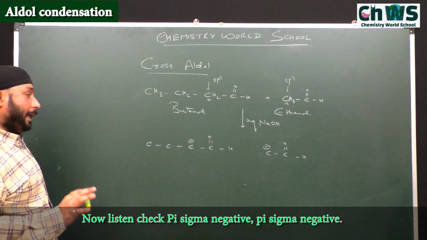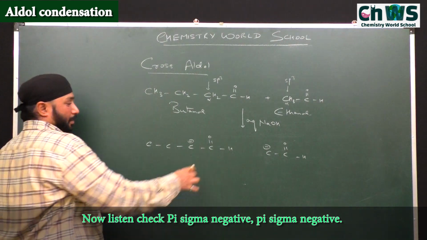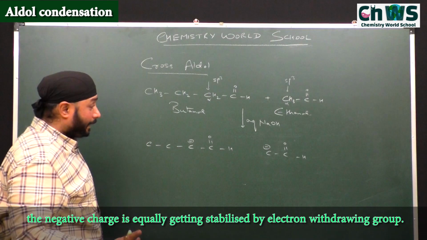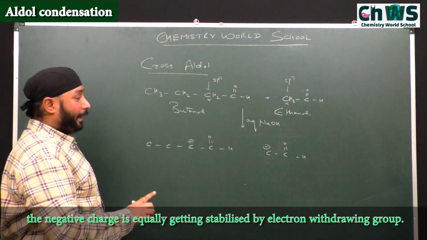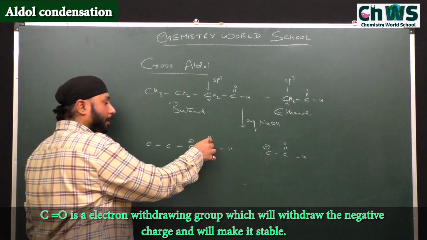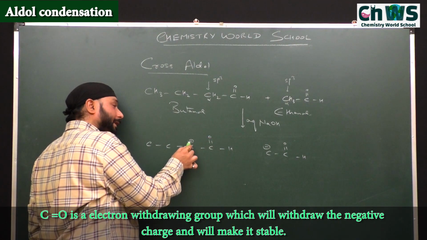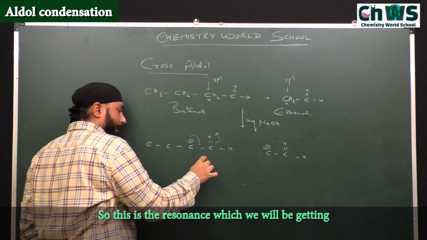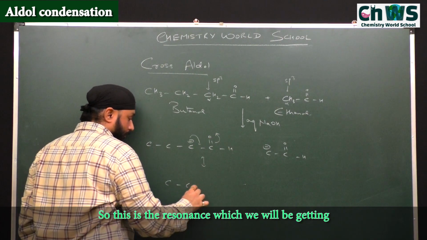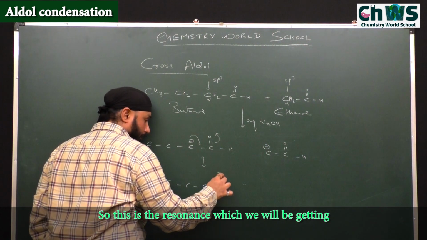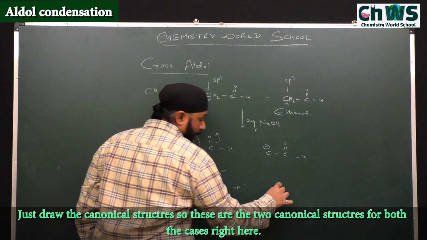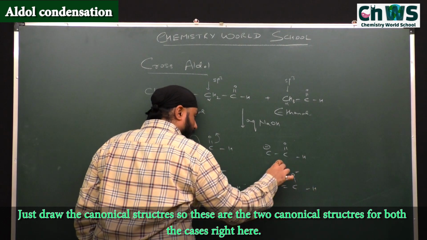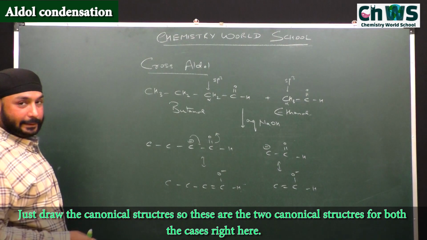Getting the point? Now listen, check pi, sigma, negative. The negative charge is stabilized by the electron withdrawing group. C=O is an electron withdrawing group which will withdraw this negative charge and make it stable. So this is the resonance which we will be getting. Just draw the canonical structures. So these are the two canonical structures for both the cases right here.